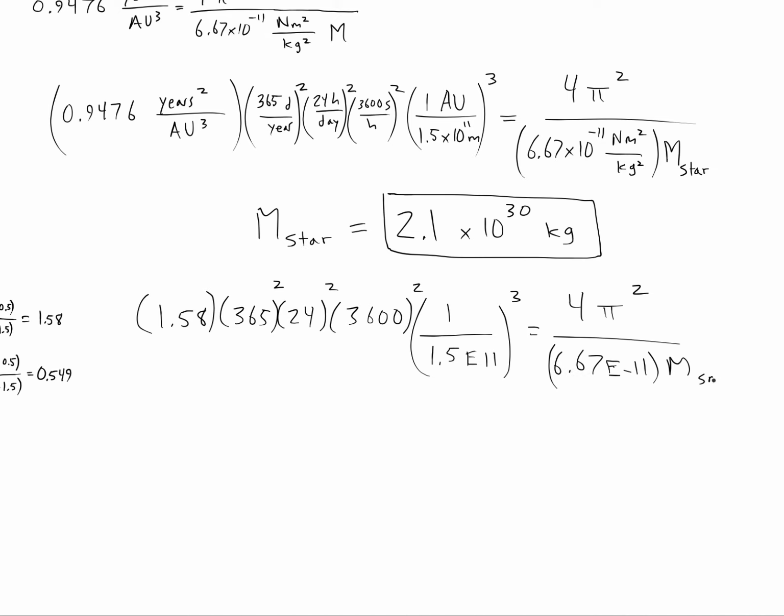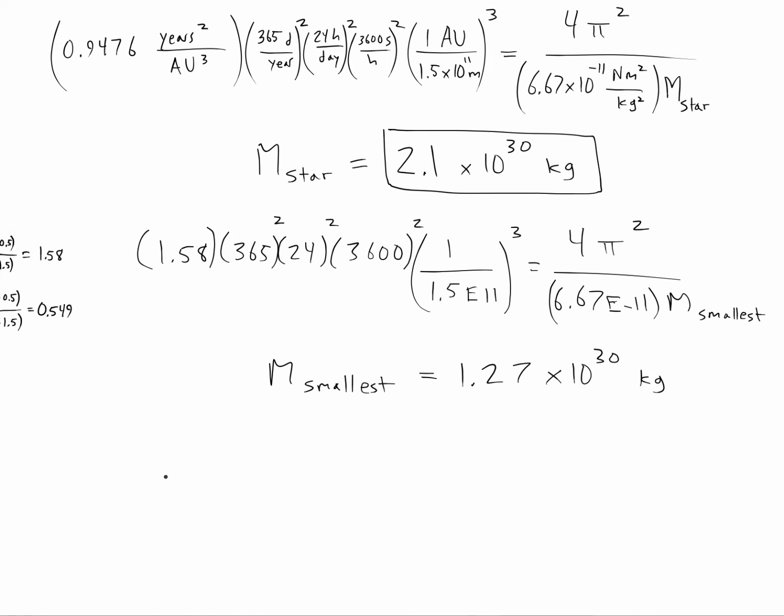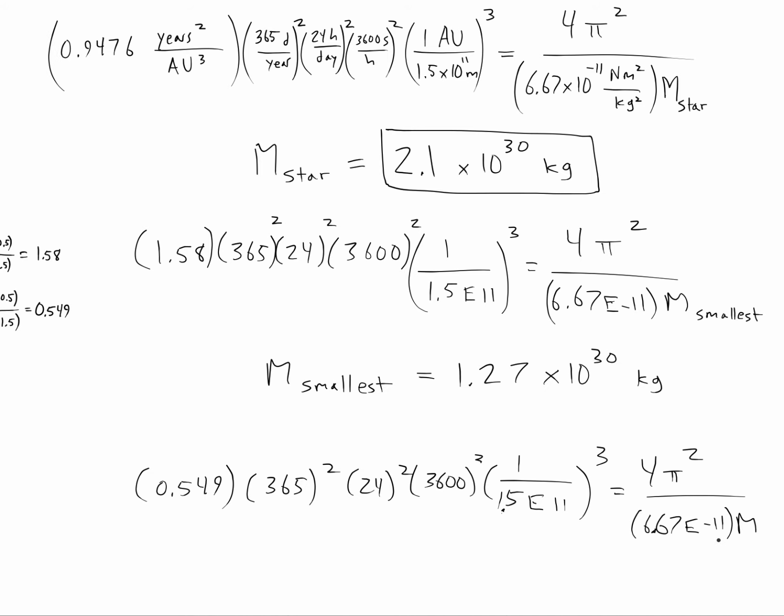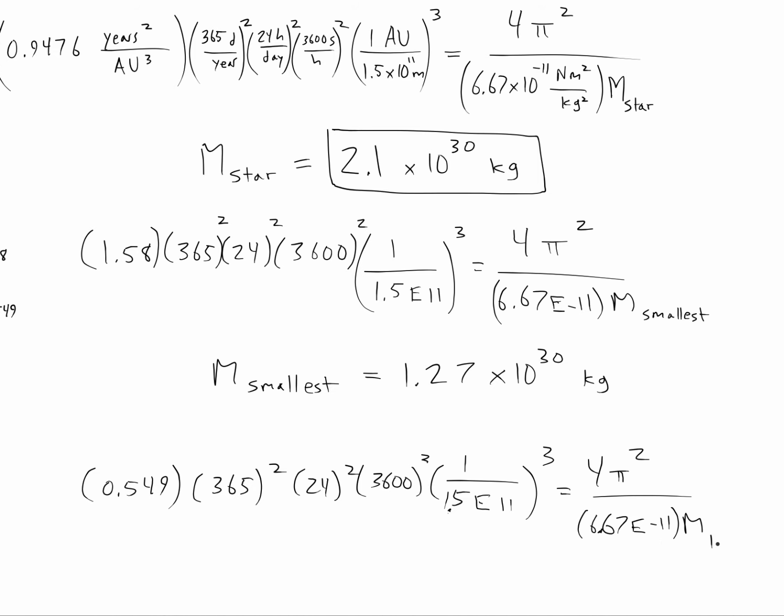It will actually be the smallest estimate of the mass because the m is in the denominator, and when you solve for m, having a steeper slope means it would actually be a smaller m. So smallest estimate comes out to 1.27 times 10 to the 30. All right, then we'll just plug in the other one. All right, and this will give us our largest estimate of the star's mass.